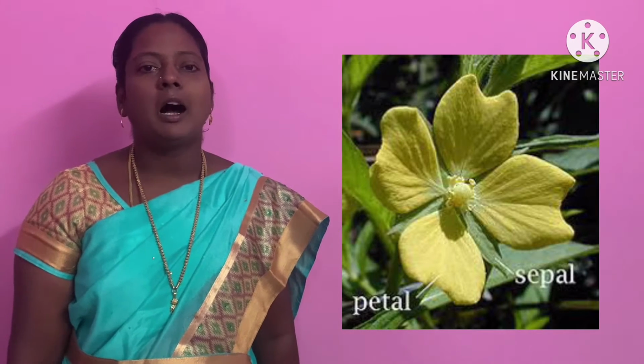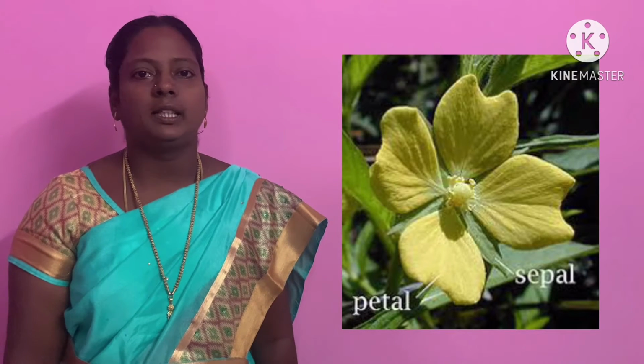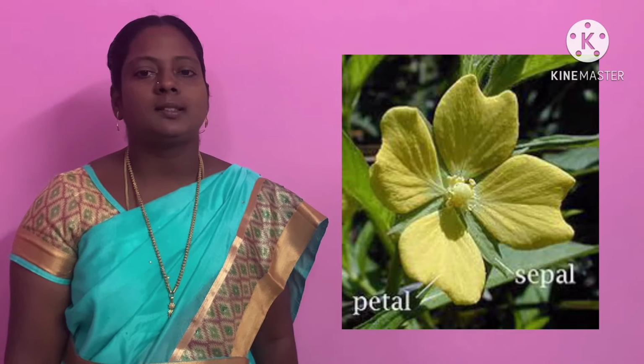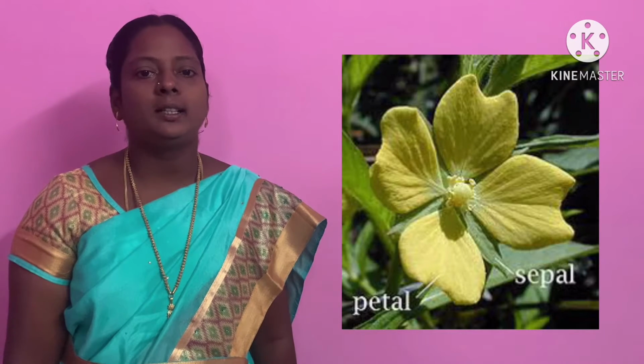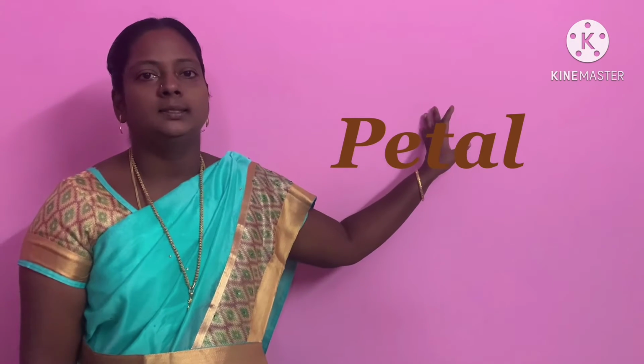It is the outer part of the flower. Usually, it is small and green in color. It protects the bud in the early stages. Come on students, let's learn about petal.